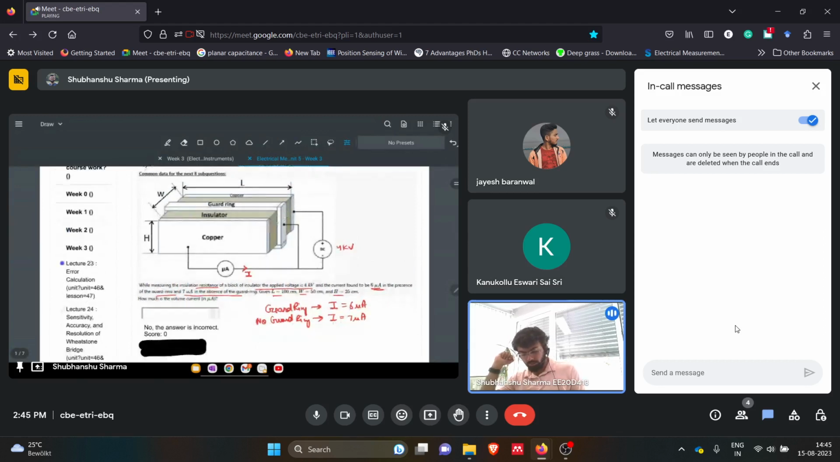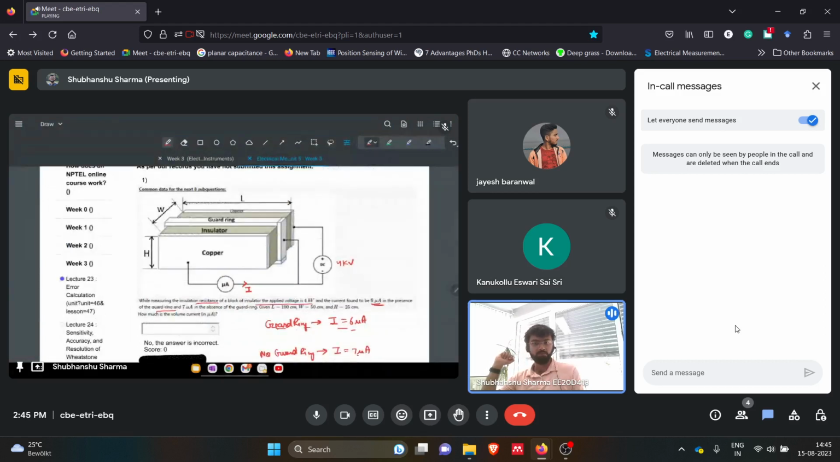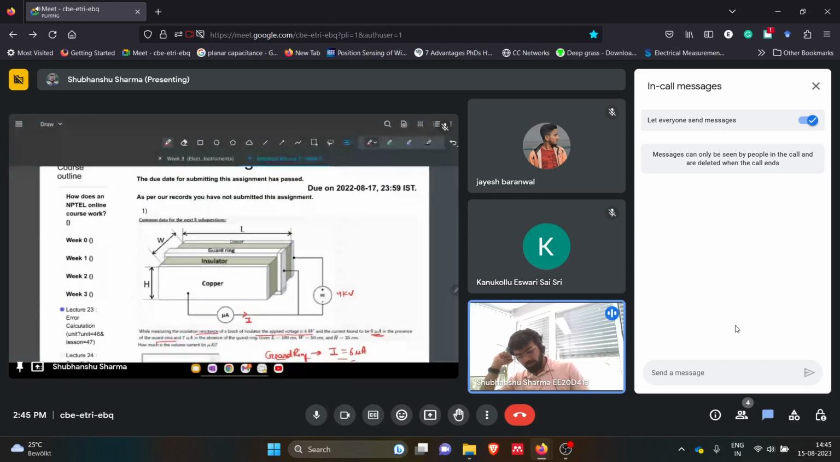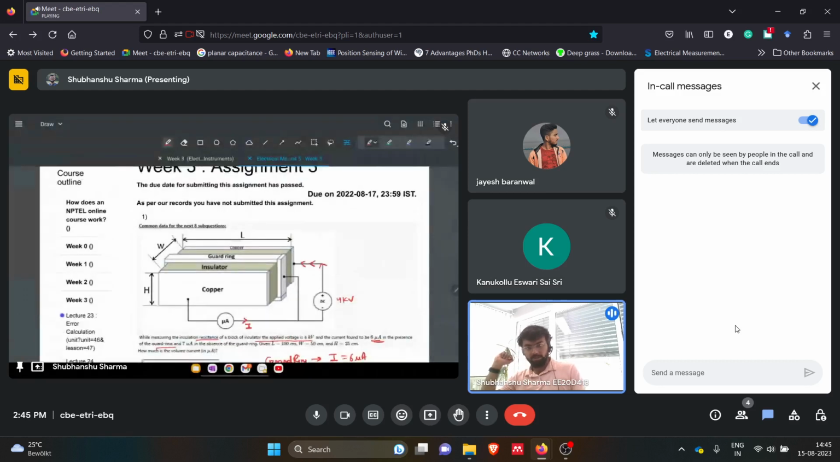Now when they are talking about volume, first we have to understand why there is less current when we are using the guard ring and why there is high current when we are not using the guard ring. When we are using the guard ring, some current is being injected into this insulator through this copper pad. Some current goes through the inside of the insulator, that is the volume current we can say, and some current will be passing through the surface, like this.